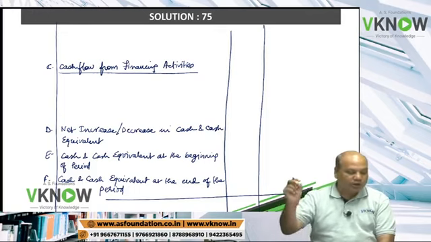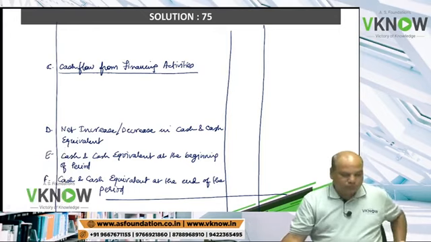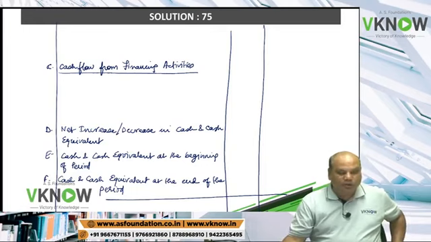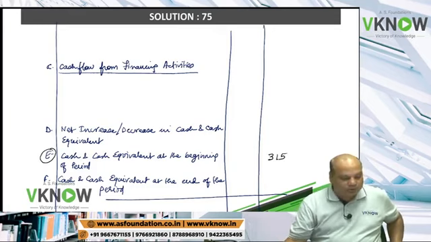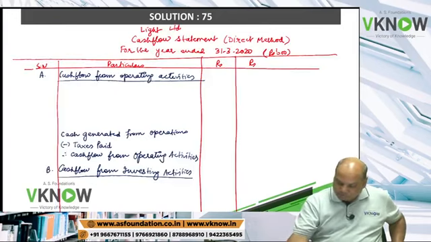You only have to put the correct item under the correct heading. So we are going to start this wonderful question from November 2020 RTP. Opening balance 315, point number E. Receipt from customer is an operating activity, so right here, collection from customers.